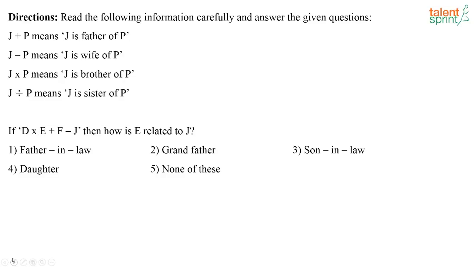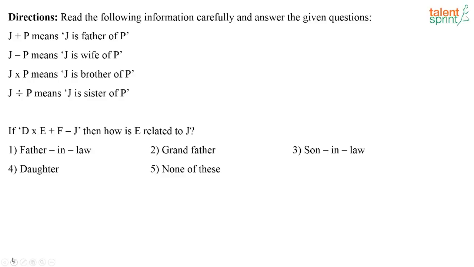The next set of questions are from blood relations. For these questions you can either use the generation gap or gender technique that we use, or you can also solve it the normal way. Whichever is faster, you can follow that method. So what is given here? J plus P means J is the father of P, J minus P means J is the wife of P, J into P means J is the brother of P, and J divided by P means J is the sister of P. Now the question is, how is E related to J?